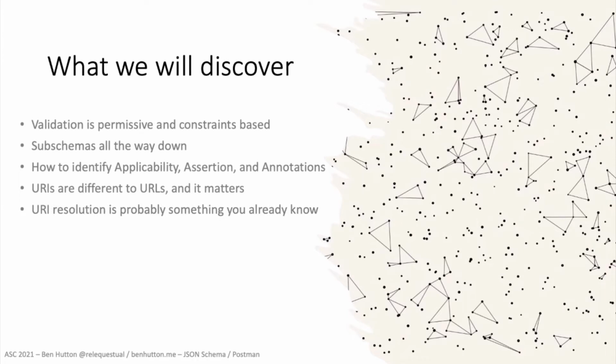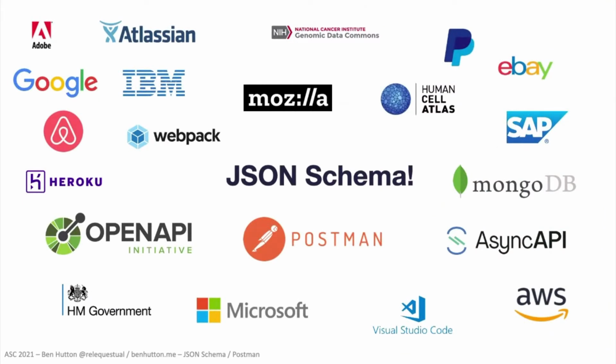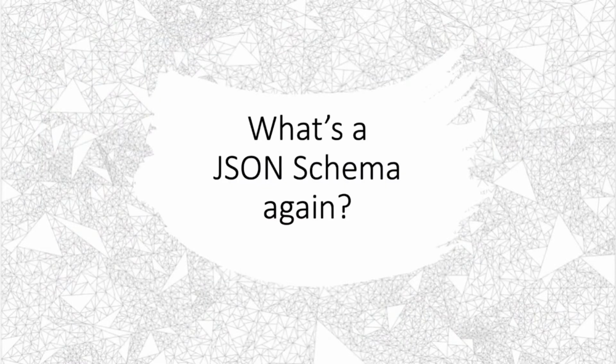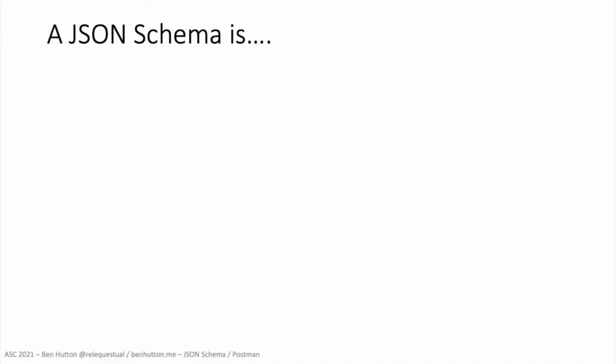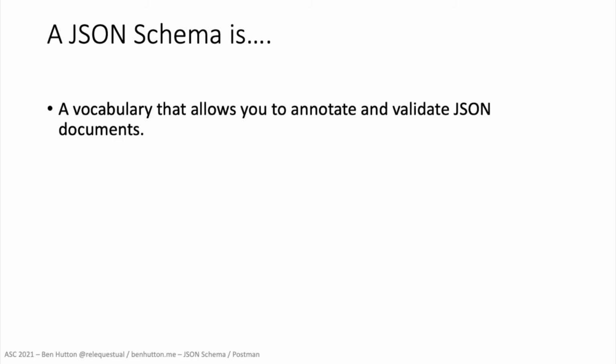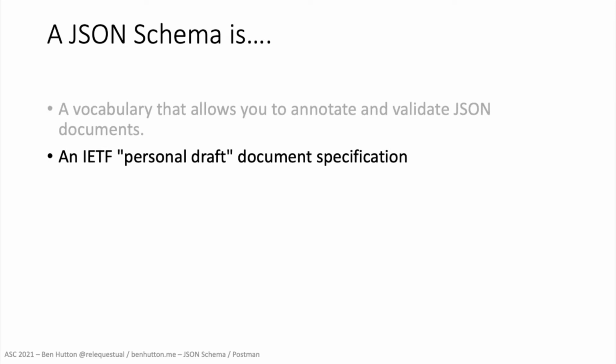Who uses JSON schema? A few well-known organizations use JSON schema, and now with OpenAPI 3.1 fully supporting JSON schema for payload validation, a lot more is going to happen in the near future. Going back to basics, what exactly is a JSON schema again? JSON schema is a set of keywords or a vocabulary that allows you to validate JSON data. It's an Internet Engineering Task Force personal draft, meaning it's operated by individuals rather than by the IETF themselves.